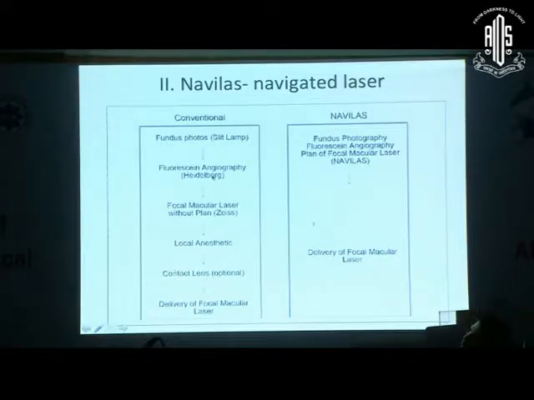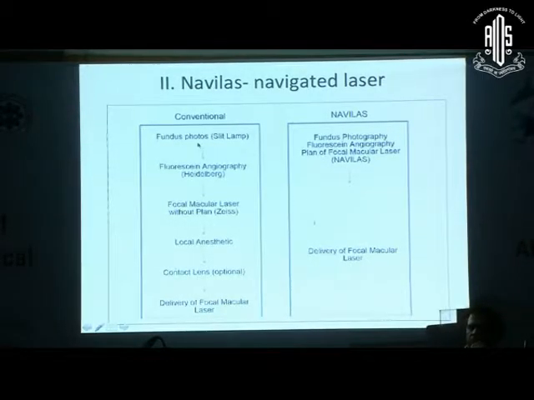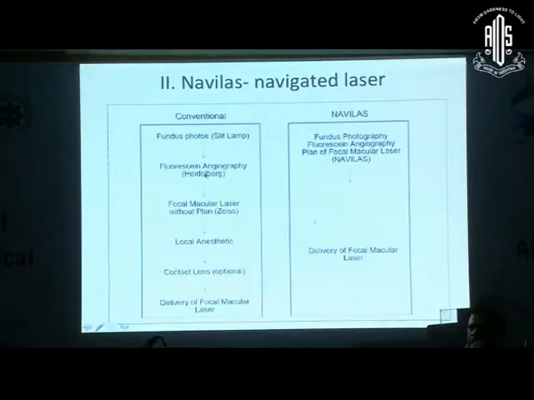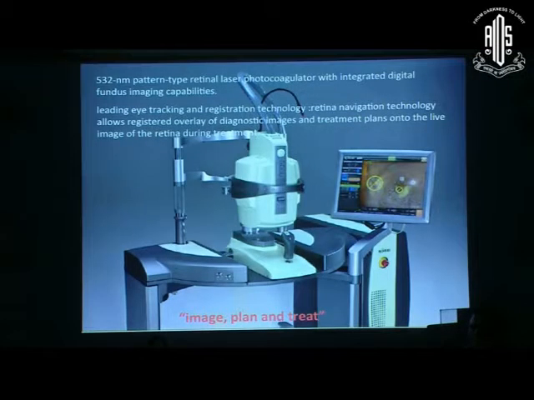So what is Navilas going to do? Here is the conventional laser. You do fundus photo, you do fluorescein on whatever method you have, you do the focal laser, but you don't have a plan. You may give a topical contact lens, and then you do the focal laser. How is Navilas different? You do all this on the system. The patient sits there, it has a camera, you do your photos, you do your angiography, you plan your focal laser, and then you tell the machine that this is the area I want to do, and the machine does it for you. This is how the Navilas laser looks.